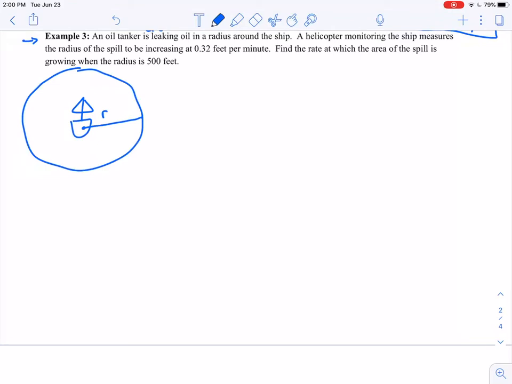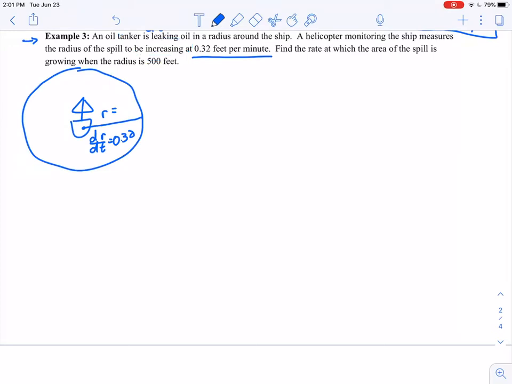A helicopter monitoring the ship measures the radius of the spill to be increasing at 0.32 feet per minute. And I'm going to really emphasize 0.32 feet per minute. Per minute in particular. This is a rate. This is not R. This is how the radius of the spill is increasing. So instead of R, that is actually dr over dt. That is 0.32. We said it is increasing, so it should be a positive 0.32.